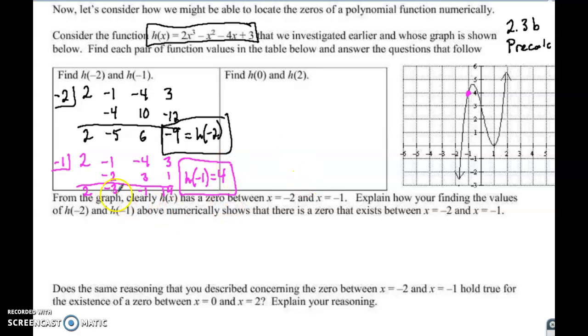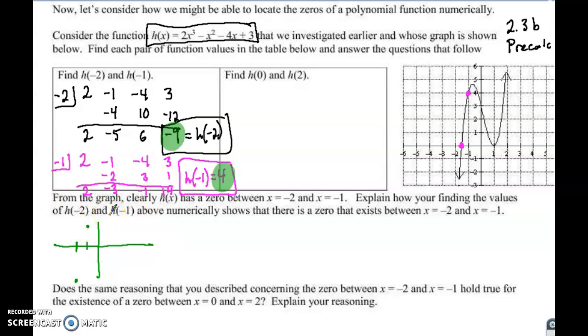Let me pause right there, because from the graph, I'm jumping to the next question. There's clearly a 0 over here. Okay, remember, zeros are x-intercepts. Now, how can you identify that there's a 0 from these values that we just got? -9 and 4. So let's think about that for a second. On our x-axis, we knew that when x was -2, it went down here to -9, and when x was -1, it went up to 4.